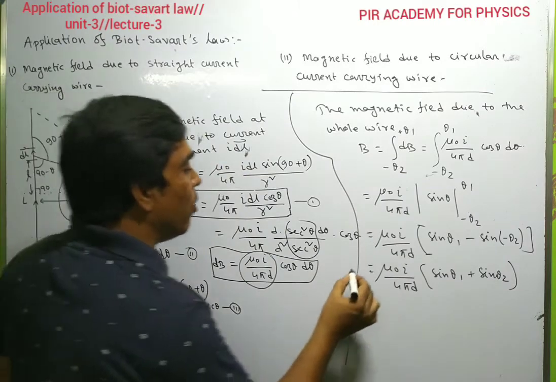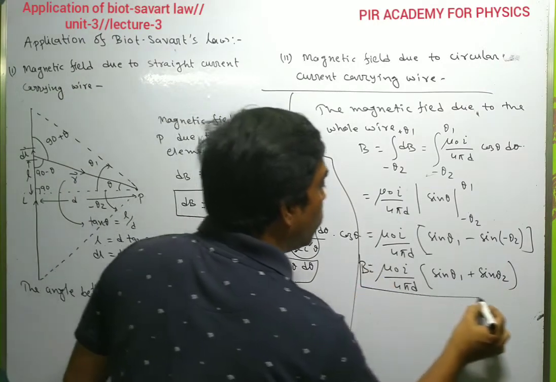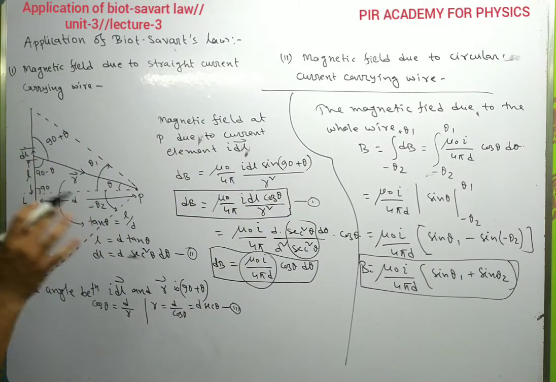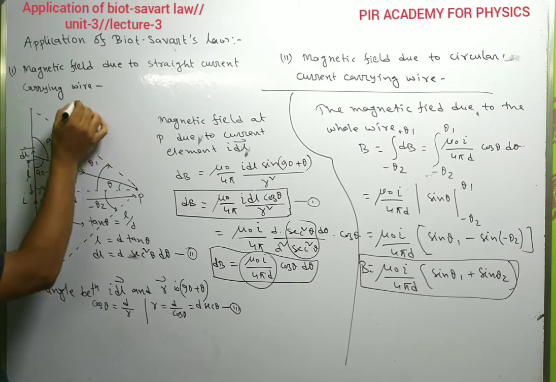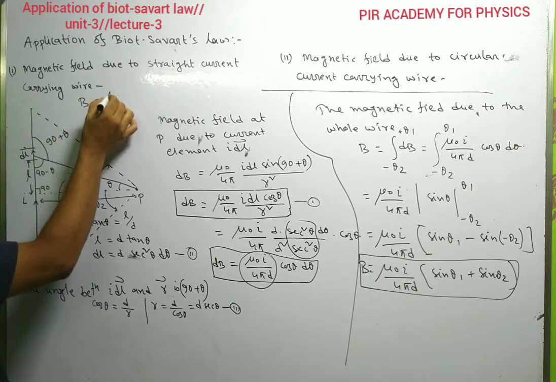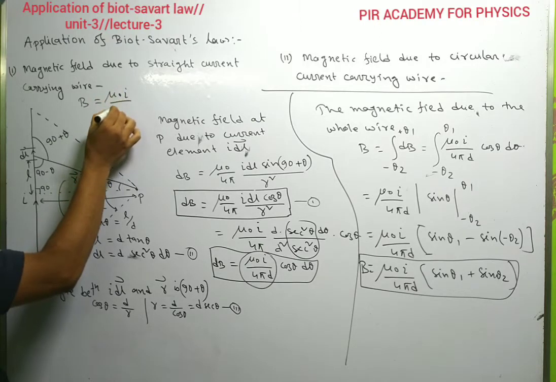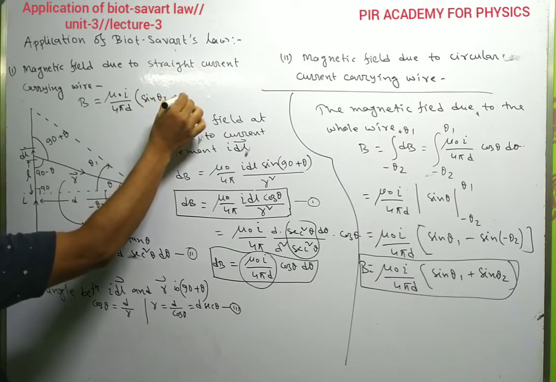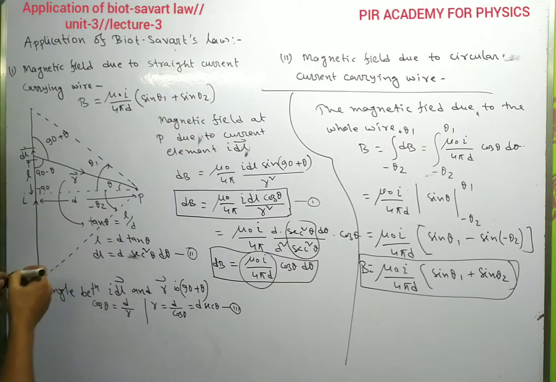This is the equation of magnetic field due to a long current carrying wire. So you have to memorize this equation. Here you see the equation: magnetic field is mu 0 I by 4 pi d into sin theta 1 plus sin theta 2. This is the equation. So I have deduced the magnetic field at P due to this current carrying wire.